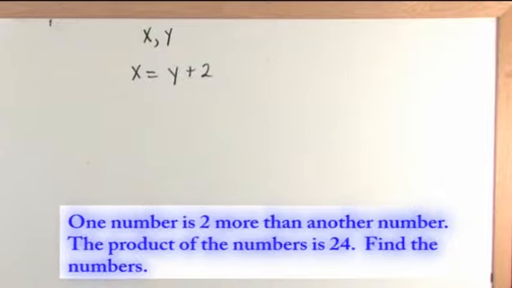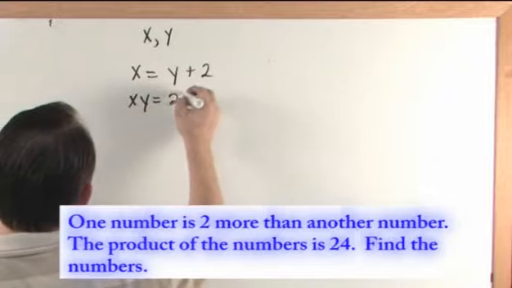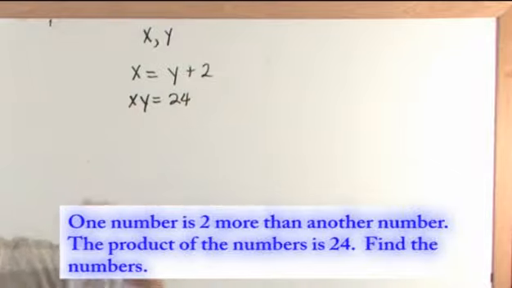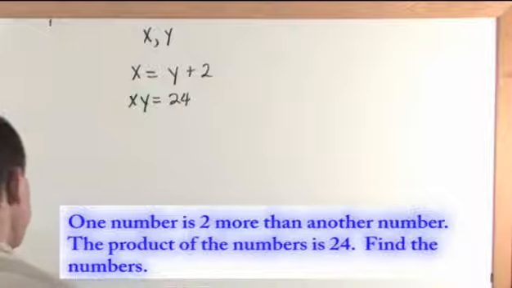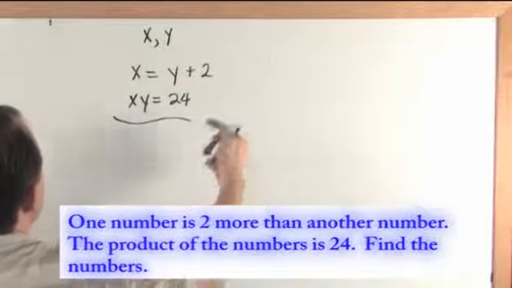Okay, and the second part says the product of the numbers is 24. Product means multiply, so x times y is 24. Notice I have two equations and I have two variables, so I'm good to go. I need to have as many equations as I do variables in order to be able to solve it. So I have two equations.